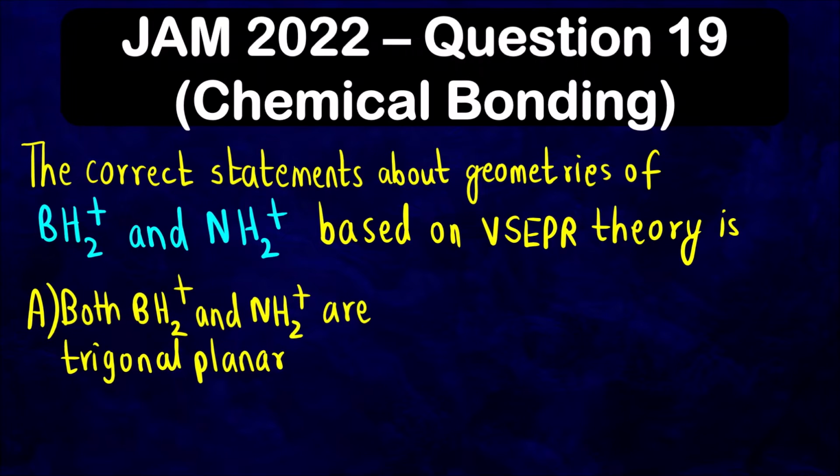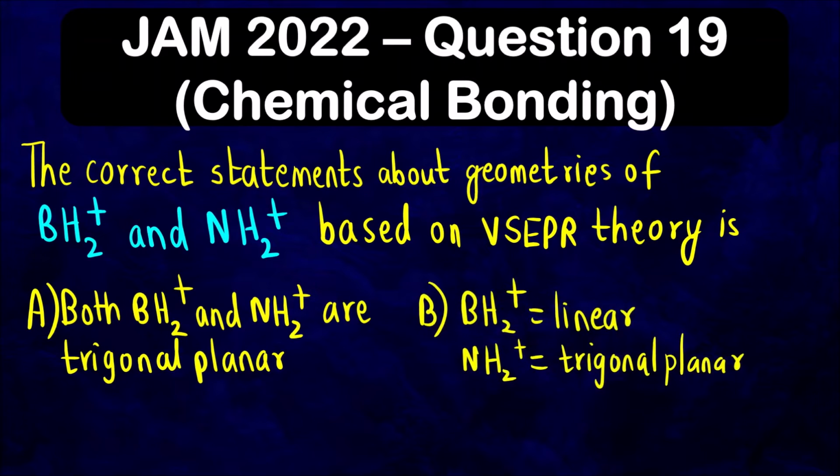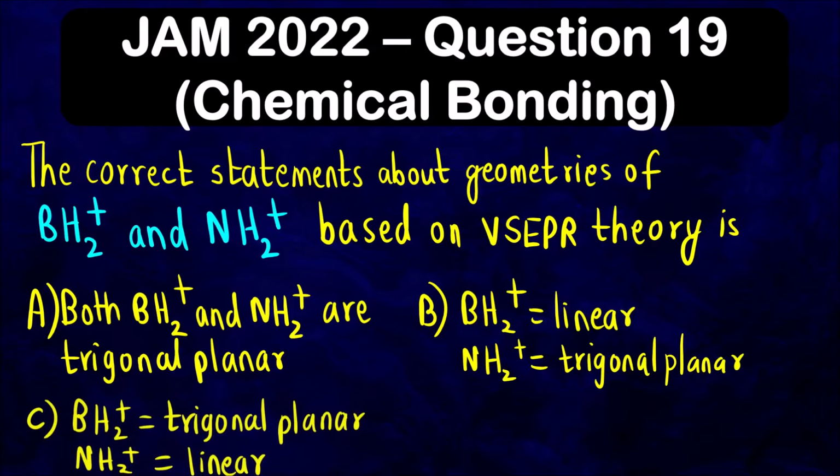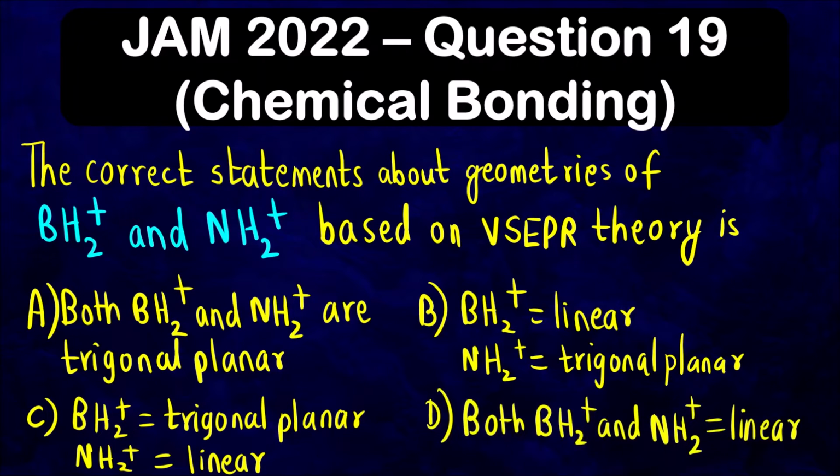So these are the options. First is both are trigonal planar. BH2+ is linear, NH2+ is trigonal planar. BH2+ is trigonal planar, NH2+ is linear. Both are linear. Okay, so let's get started.